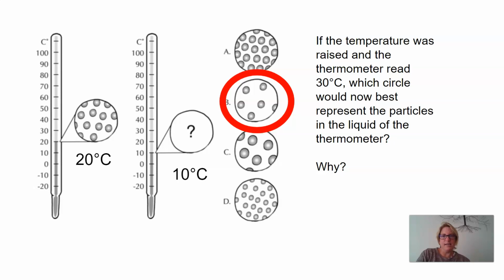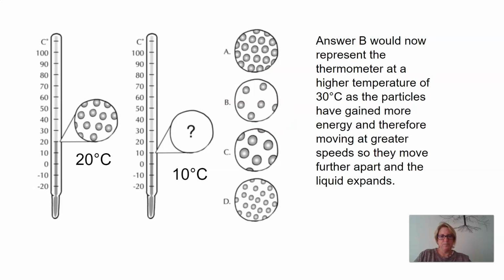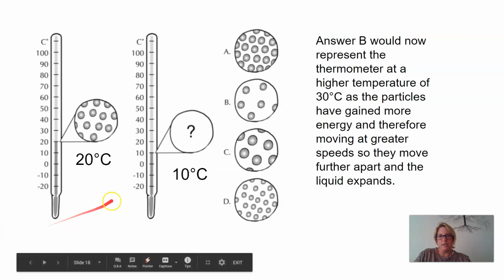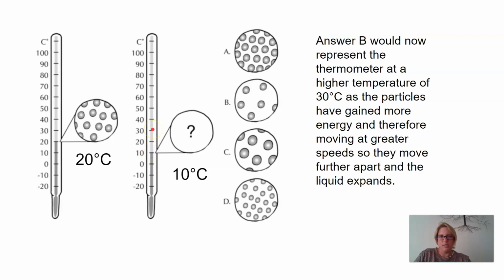And our correct answer here is B. Because answer B would now represent the thermometer at a higher temperature of 30 degrees Celsius, which means we're going to be at 10, and we're going to move up to 20, and we're going to move up to 30. That means the particles have gained energy, therefore the particles are moving faster, therefore the space between the particles is further apart. And then because of that, the liquid is going to expand. Therefore, as the liquid expands, it rises and it will move to a higher degree Celsius.